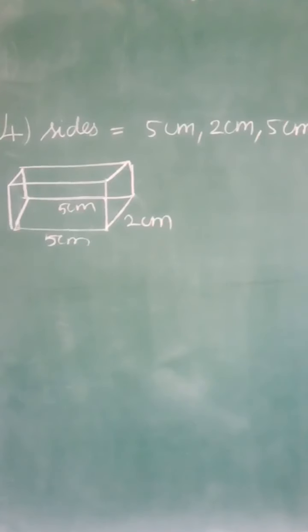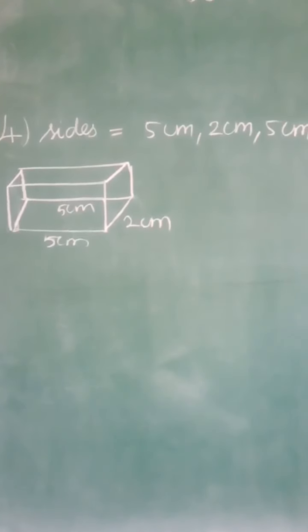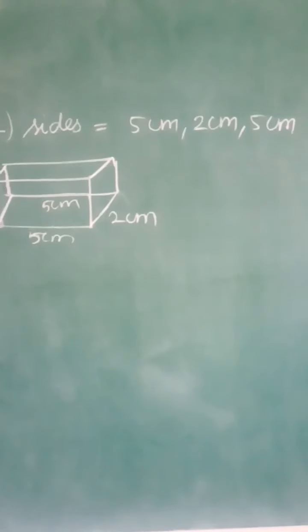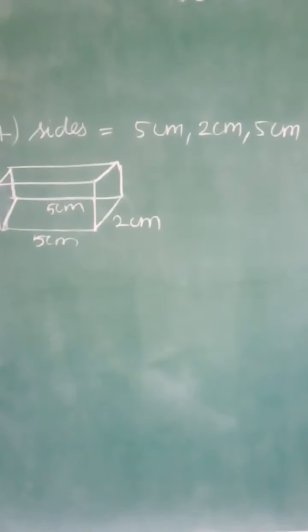This is the final question of today's class. So in this question, we have a cuboid with sides 5 cm, 2 cm and 5 cm. Okay. So we have to make this into a cube. Okay. So how many more boxes like this we need? That is the thing we have to find. So first we have to find how much space this box occupies. Okay. Then we can find how to make it into a cube.